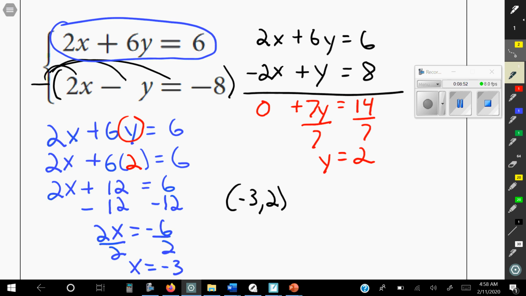Okay. So we did an addition, we did a subtraction. Now we're going to take a look at a word problem and show you how you use the elimination method there.